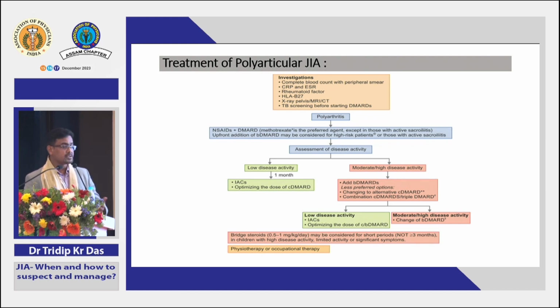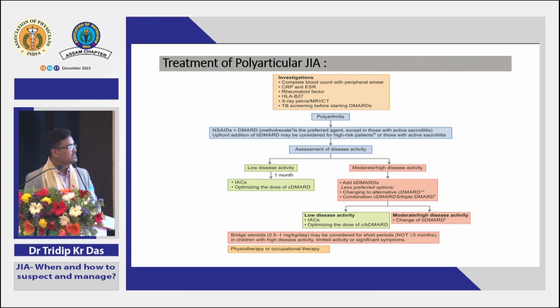So we can assess the disease activity. If it is low, then you can continue with intra-articular corticosteroid and optimization of the dose of conventional DMARDs. If the disease activity is high, then you can add biological DMARDs, which is the preferred option. And if not, then you can change to alternate conventional DMARDs.